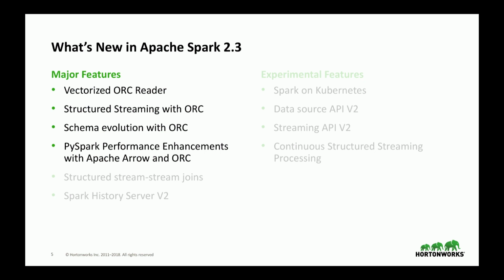In Apache Spark 2.3, the new Vectorized ORC Reader is added, so the read performance is greatly improved. Also, structured streaming with ORC is now officially supported. There were some issues previously on the reader side and writer side, and we will discuss that. We also improved the schema evolution capability in the ORC data source. And finally, PySpark performance is greatly improved with Apache Arrow and ORC. Arrow is an in-memory columnar format, so it works with ORC very well.